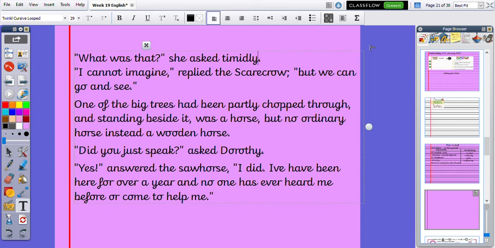or she could ask slowly, or she could croak, couldn't she? So I could change ask to something else, or she could stutter. What was that? Okay, she could stutter possibly. So I'm going to go with timidly, though. She asked timidly. So timidly means quietly and quite afraid and quite shy almost, okay?